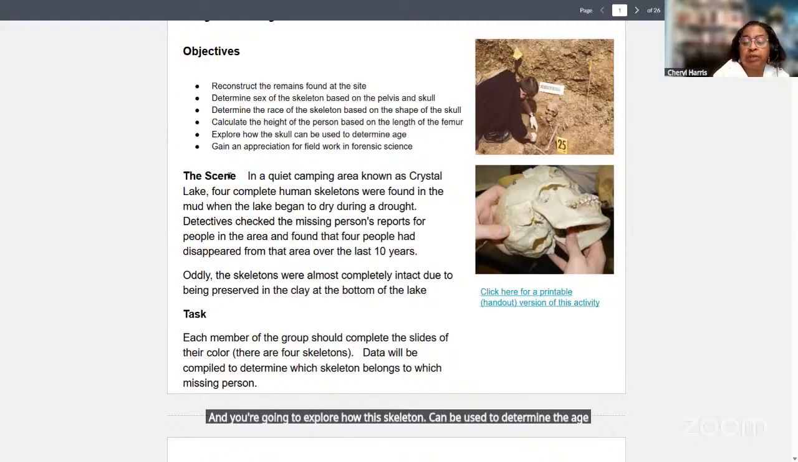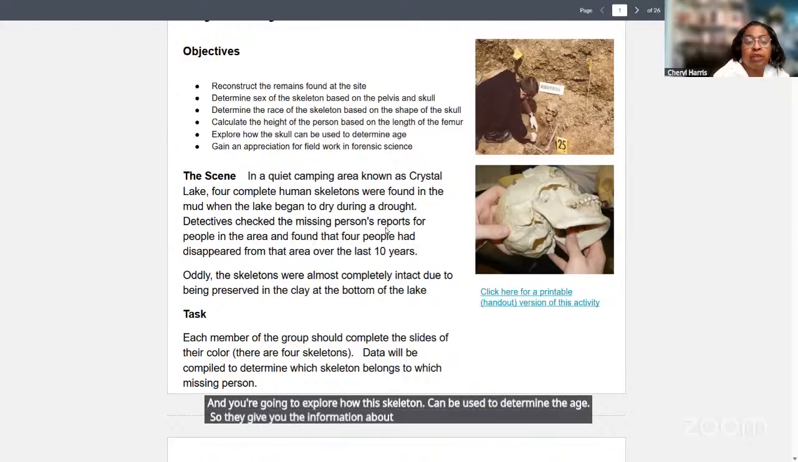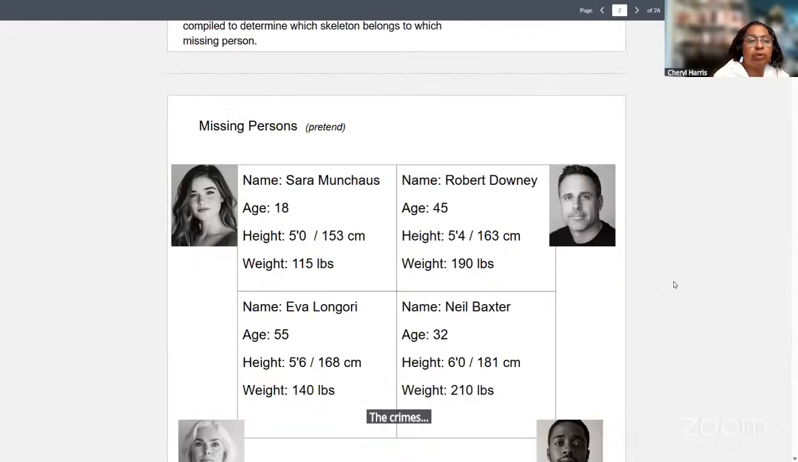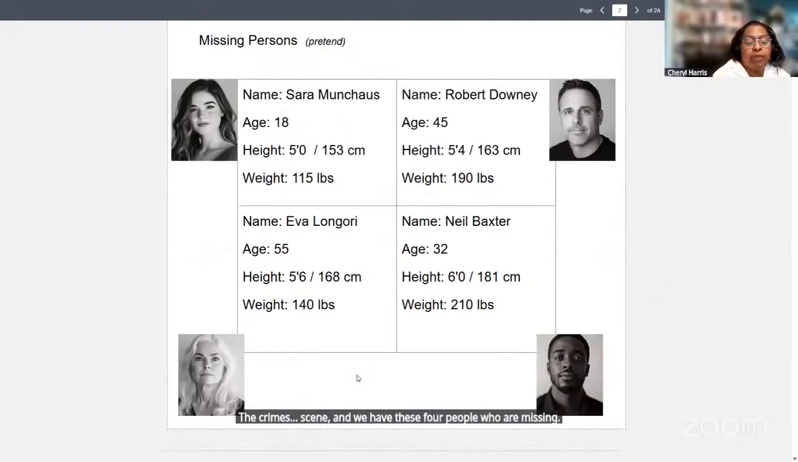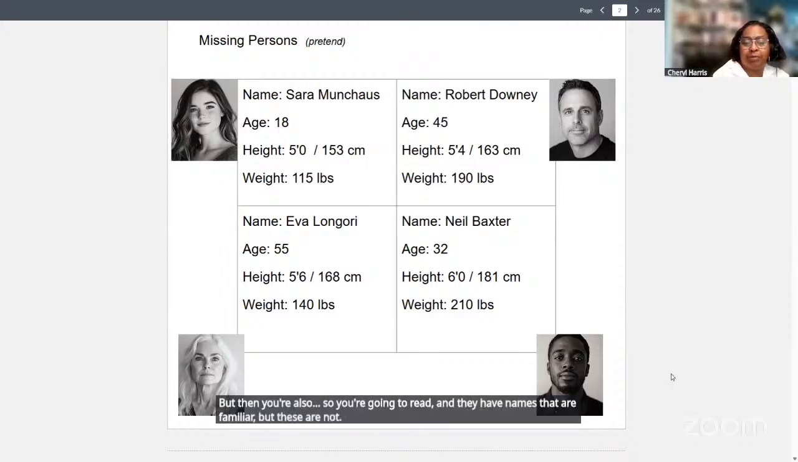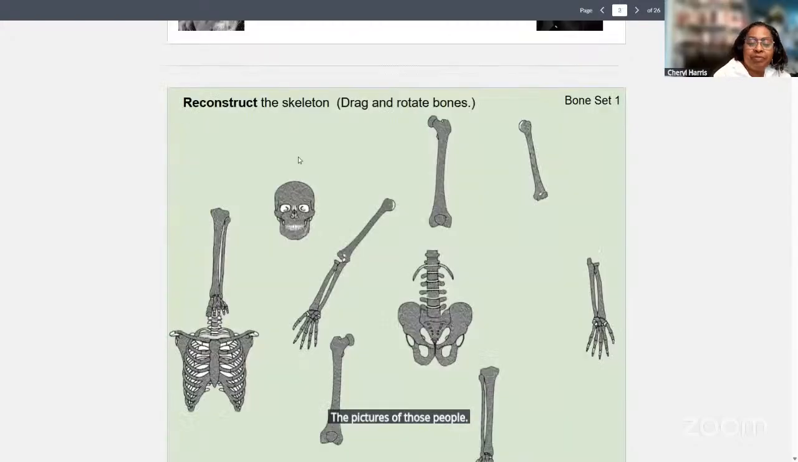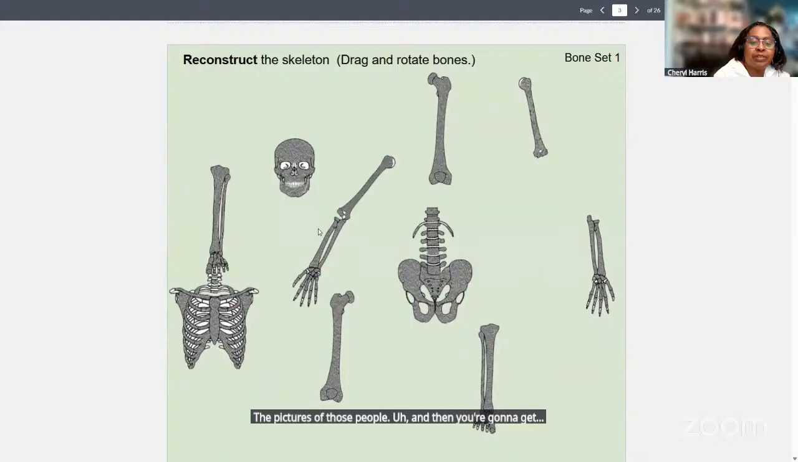So they give you the information about the crime scene. And we have these 4 people who are missing. But then you're going to read, and they have names that are familiar, but these are not the pictures of those people. And then you're going to get sets of bones.